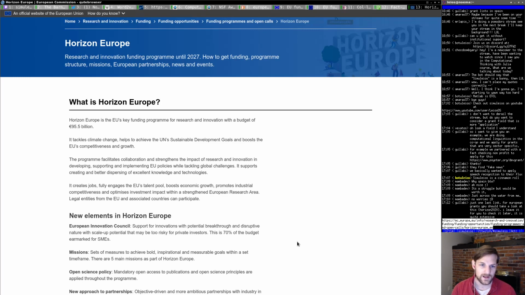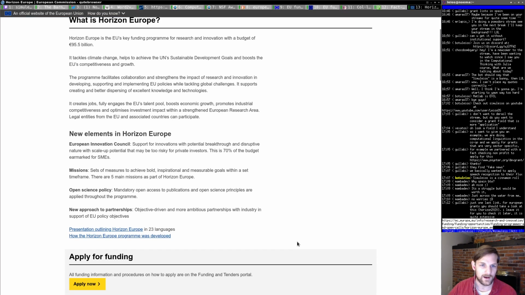Tackles climate change, helps to achieve the UN Sustainable Development Goals, and boosts the EU's competitiveness and growth. The program facilitates collaboration and strengthens the impact of research and innovation in developing, supporting, and implementing EU's policies while tackling global challenges. It supports creating a better dispersing of excellent knowledge and technologies.